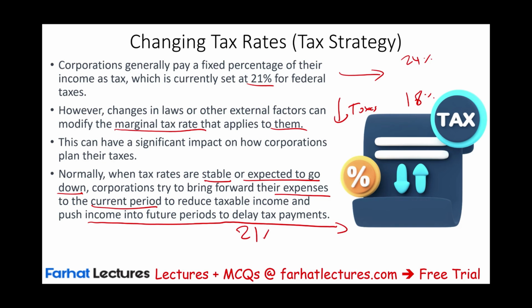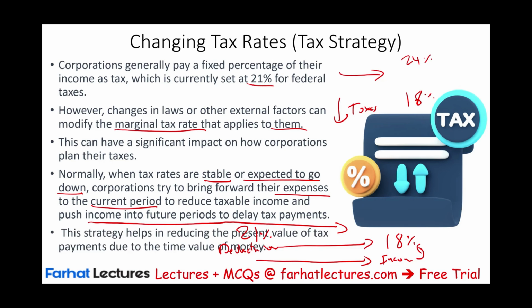So right now the rate is 21%. What we're saying is this: if in the future it's going to be 18%, which is lower, what should you do now? The company should take all their deductions now because the tax savings is lower, and push the income into the future because they will pay tax on income at 18%. So this strategy helps to reduce the present value of the tax payment and to do what? To save money for the company. And this is what we will be discussing in this session: changing tax rates.